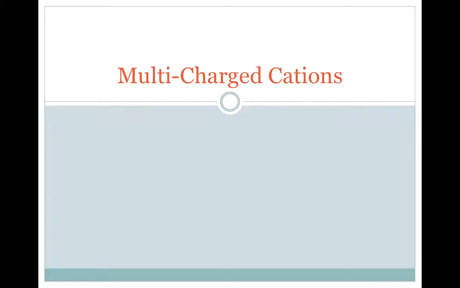So we're going to continue with naming and writing formulas. Today we're going to concentrate on the transition elements, which are the elements in the middle of the periodic table in the purple section. What's unique about these elements is they can have more than one charge. So they're often called multi-charged ions.